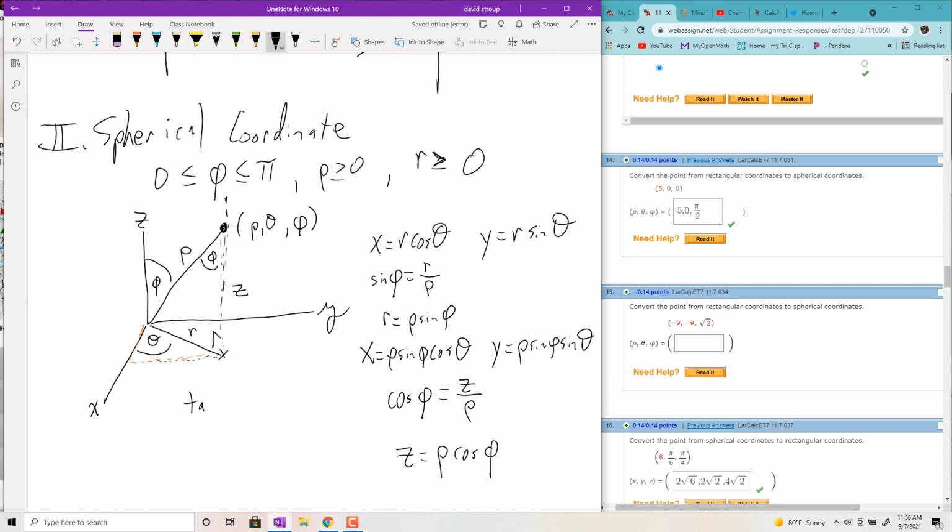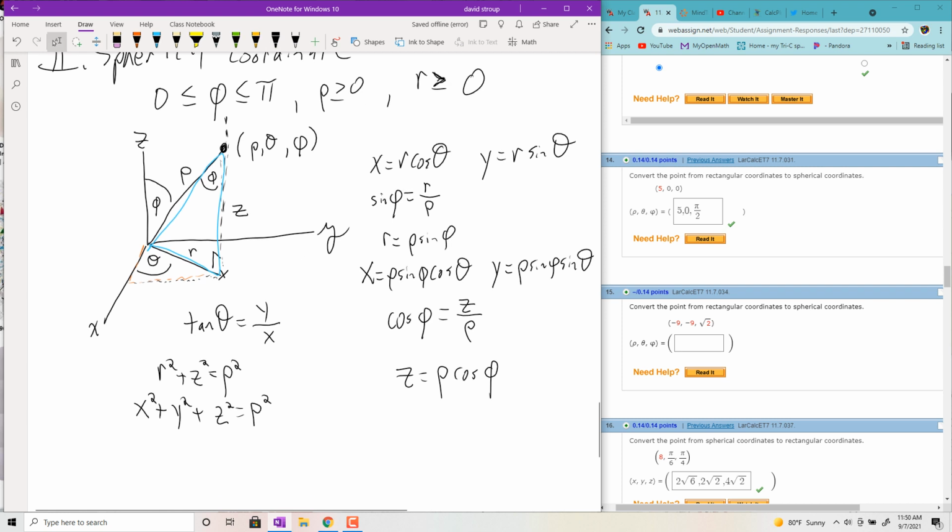We can say that tan of theta, as usual, is equal to y over x. Pythagorean Theorem type stuff, using this blue triangle right here: we have r squared plus z squared is rho squared. And then you just replace r squared with x squared plus y squared. So we get x squared plus y squared plus z squared equals rho squared.